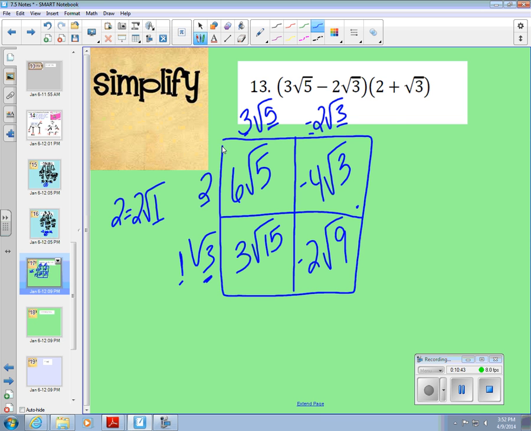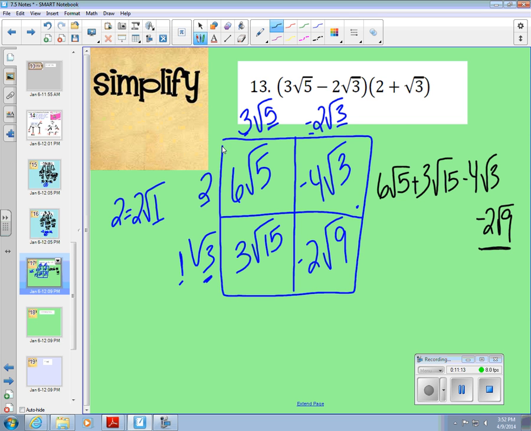So now it's just a matter of simplifying what we have. So we technically have 4 terms. We have 6 root 5 plus 3 root 15 minus 4 root 3, and then we have minus 2 root 9. So you're asking yourself, how can I simplify any of these, or can I add these together? Well, we know that we can't simplify root 5 any further. We can't simplify root 15 any further, or root 3.